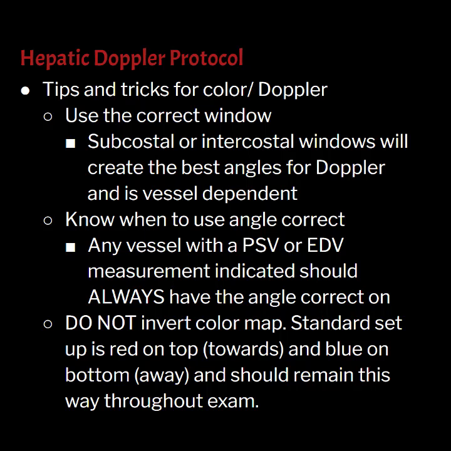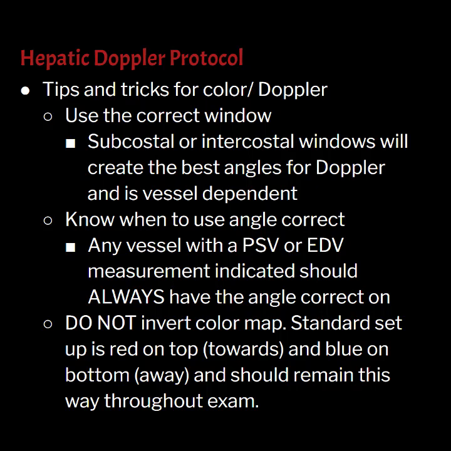The next thing you need to know is when you should be using angle correct. A lot of our work will be involving just checking for patency of different veins, but some of them are going to be wanting measurements of the PSV or EDV. So anytime you have to do a velocity measurement, you always should have your angle correct on. Having the angle correct on assures that we are getting an accurate velocity measurement.